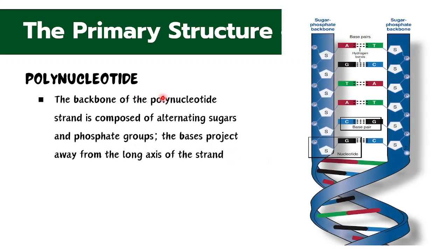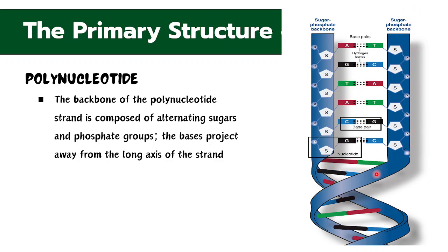Okay. So the backbone of the polynucleotide strand is composed of alternating sugar and phosphate groups. Pasabot, agapuli-puli lang sila, ba? We have phosphate, sugar, phosphate, sugar, phosphate, sugar. Alternate sila. And then the bases also are projected away from the long axis of the strand. In other words, the nitrogenous bases are hidden in the interior of the polynucleotide strand. And ang naa sa gawas lang kay ang sugar-phosphate backbone, the alternating sugar and phosphate group.